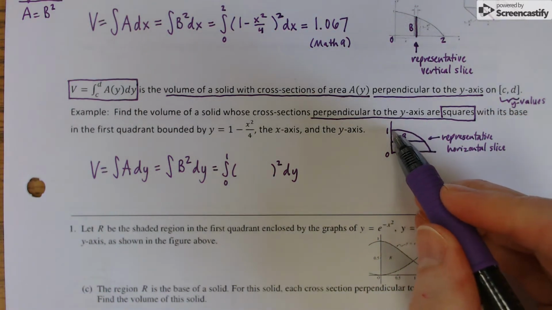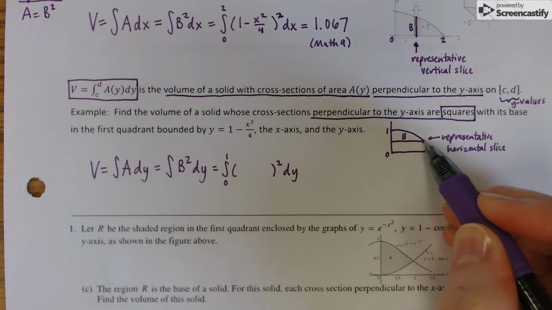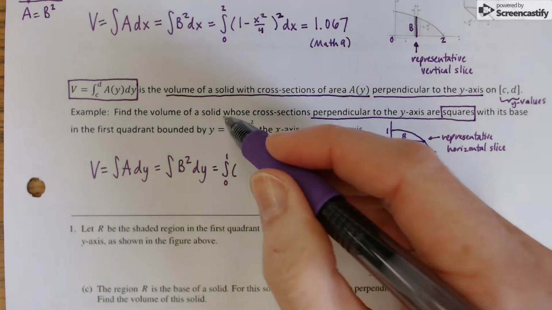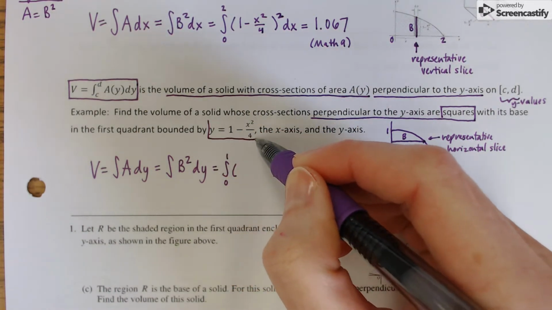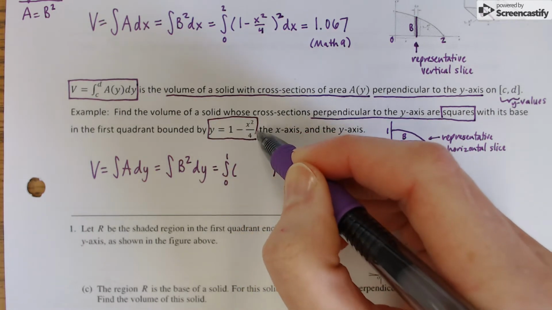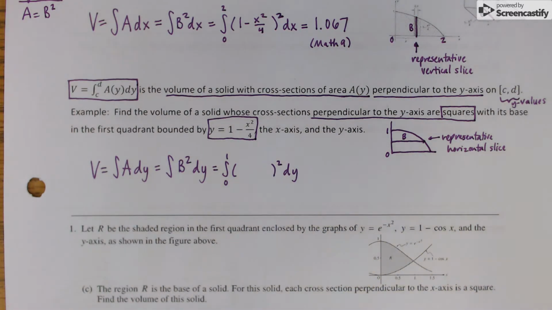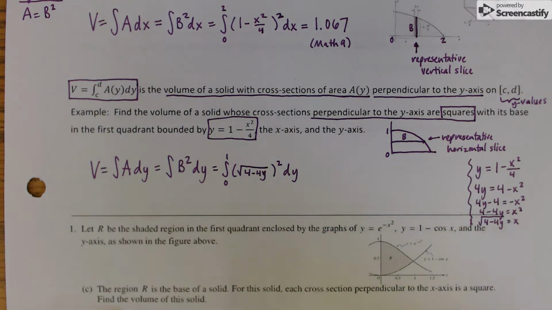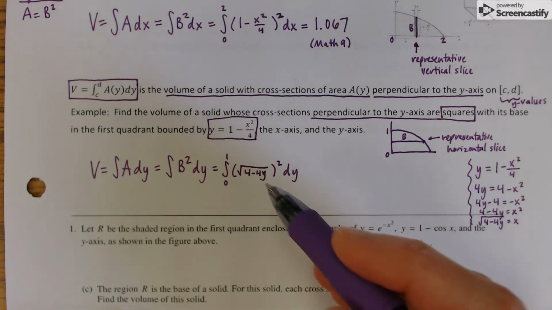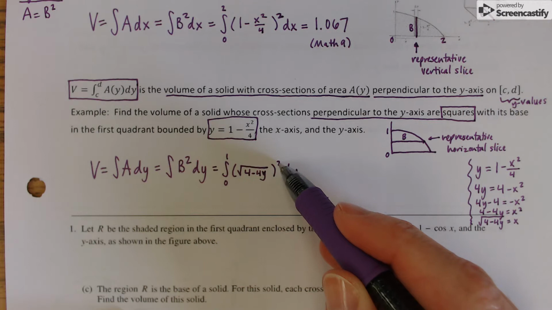But that length is still controlled by the function. It's just that I need to write that function in terms of y instead of x. So I actually have to solve the equation for x to get that expression. So I did my work off to the side here, and when I solved for x, I got the square root of 4 minus 4y. So you're welcome to pause the video and check out those algebraic steps. But I put that in for my base, and I will square it.